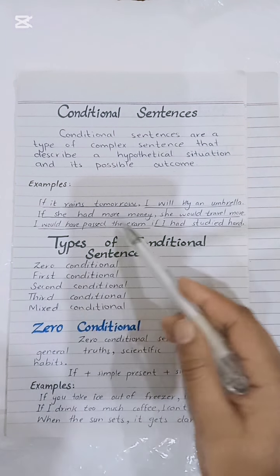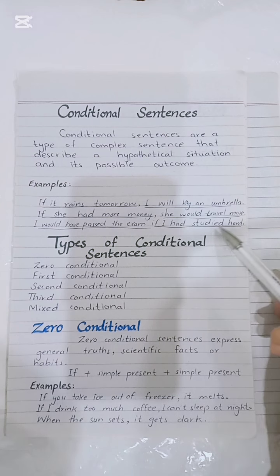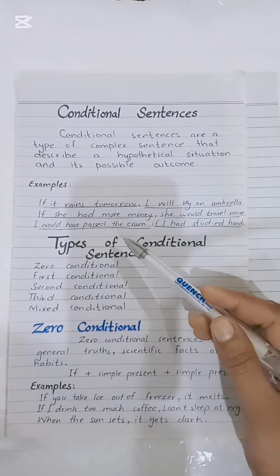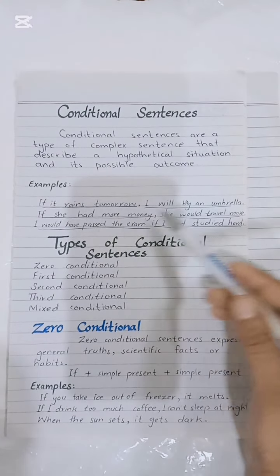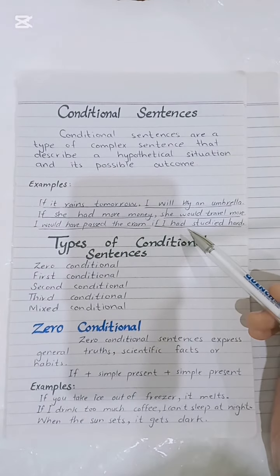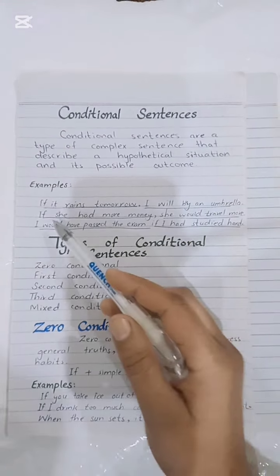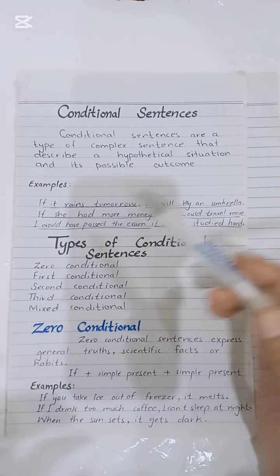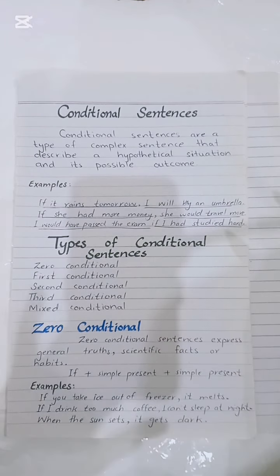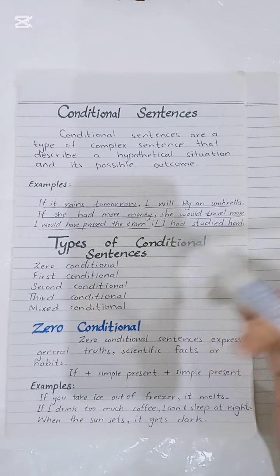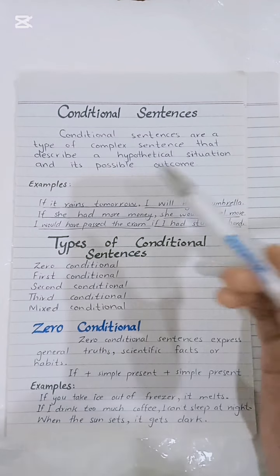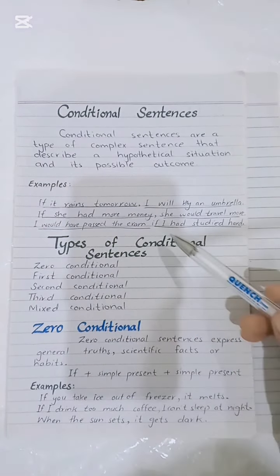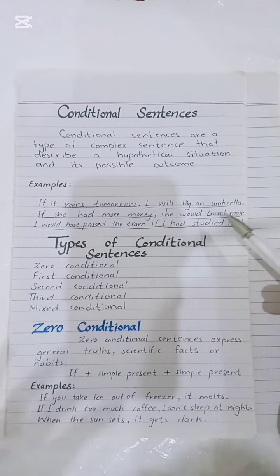I would have passed the exam if I had studied hard. Here in this sentence there are also two clauses. The first one is dependent while the other one is the independent clause. You can notice that I used if in all sentences because if represents that these are conditional sentences, and it is not necessary that if always comes at the start of a sentence. It sometimes comes in the middle of the sentence to join two clauses.